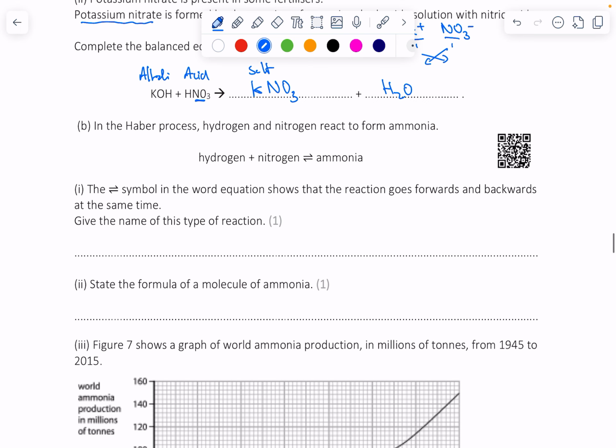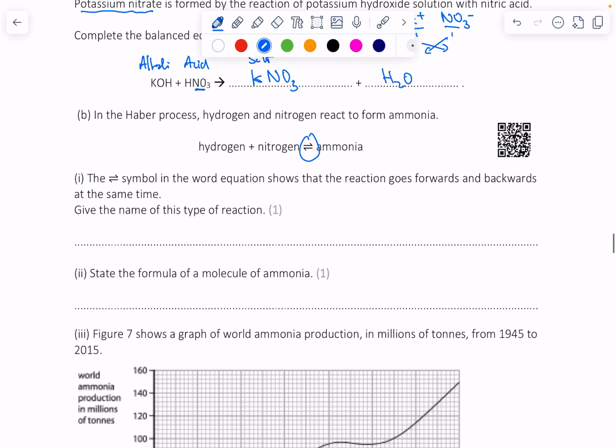Name the type of reaction we've got here. Well, this symbol here means this reaction is a reversible reaction.